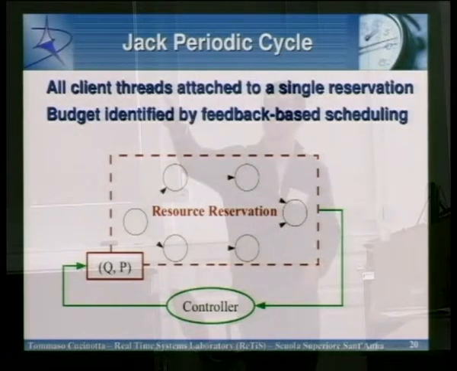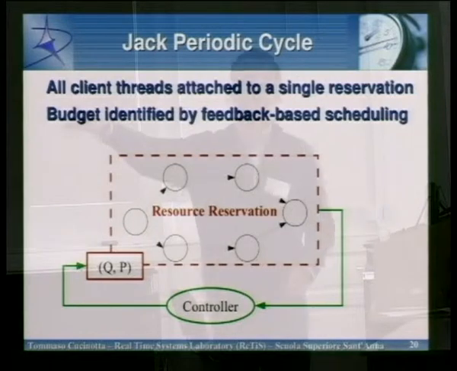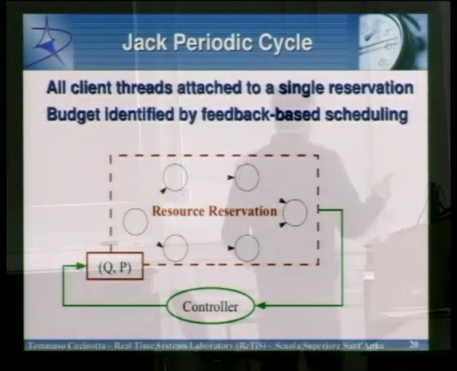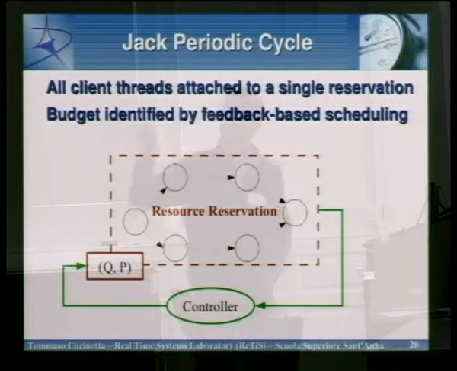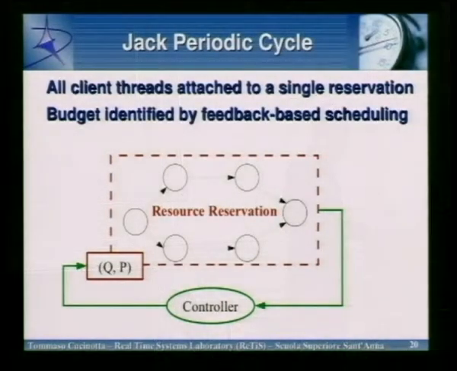As I said, the period P can be computed simply by using the formulas taking the sample rate and the buffer size of the Jack audio buffer, and the budget Q instead may be computed this way. There's a way of doing things. We did it this way.